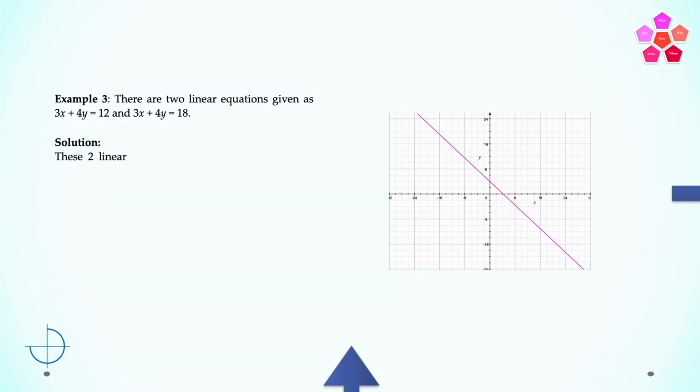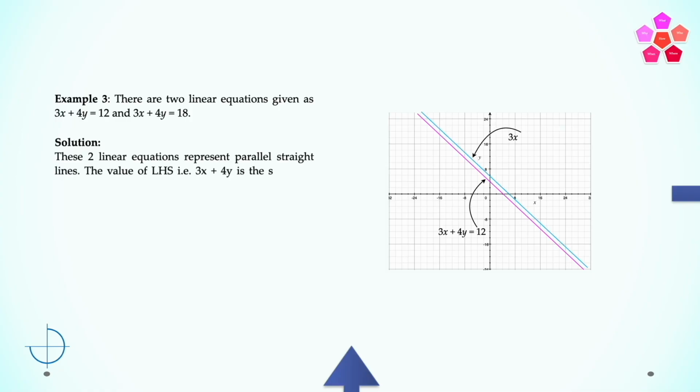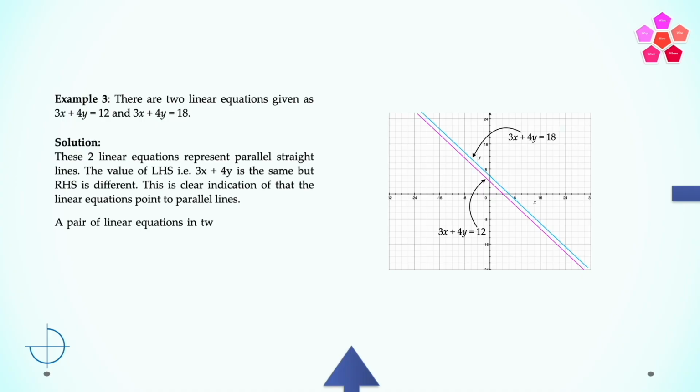Let's take example 3. There are two linear equations given as 3x plus 4y is equal to 12 and 3x plus 4y is equal to 18. These two linear equations represent parallel straight lines. The value of LHS, that is 3x plus 4y, is the same but RHS is different. This is a clear indication that the linear equations point to parallel lines. A pair of linear equations in two variables that do not intersect are called inconsistent pair of linear equations.